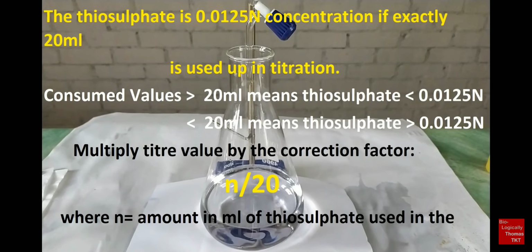If exactly 20 ml of the thiosulfate in the burette was used up to bring about the titration endpoint, it means that the thiosulfate is indeed of exactly 0.0125 normal concentration. Consumed values of more or less than 20 ml means that the normality of the thiosulfate is less or more than 0.0125 normal respectively. In such cases, the titer values in the DO estimation should be multiplied by the correction factor n/20 in order to compensate for the difference in the normality of the standard thiosulfate used.